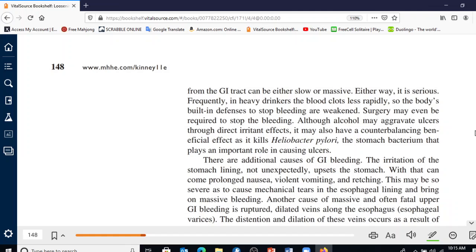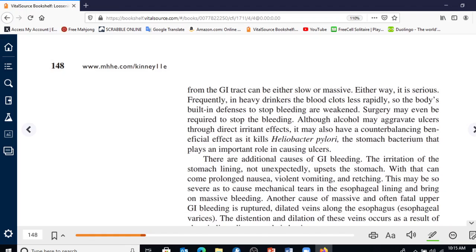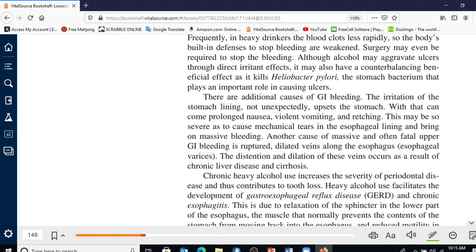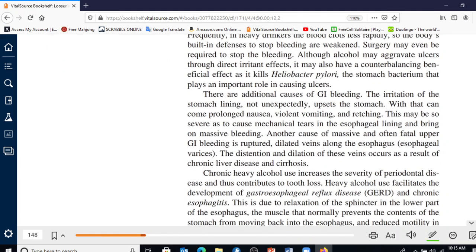It's very uncommon. Uncomfortable is what I'm trying to say. It's also fairly common with GERD, with the gastroesophageal reflux that you could get.